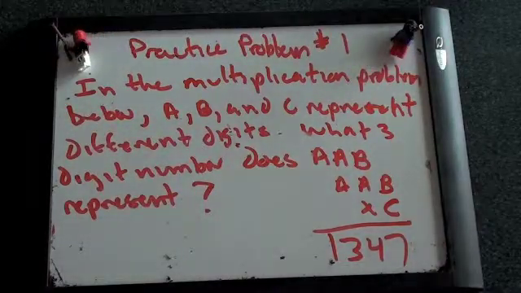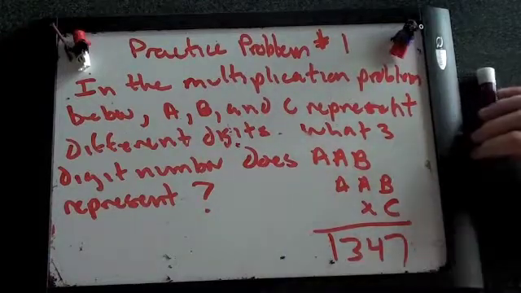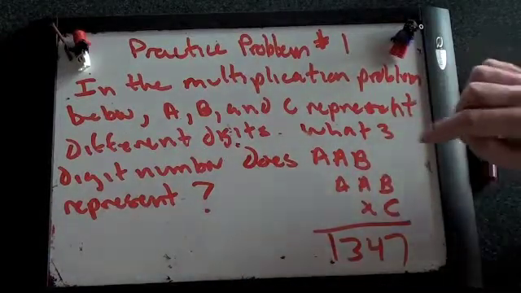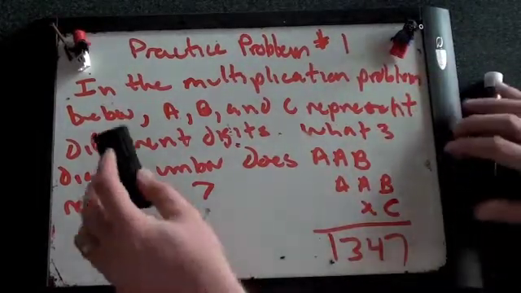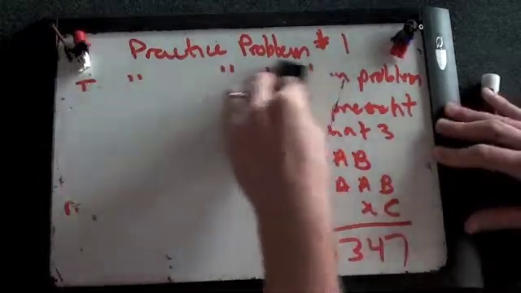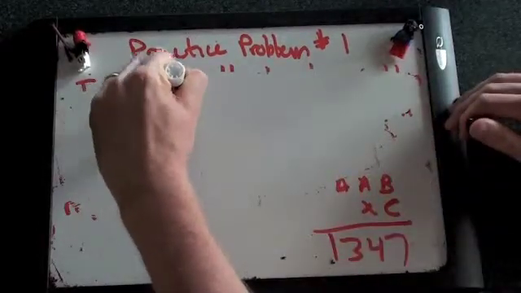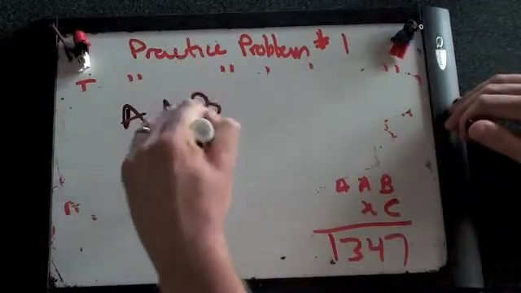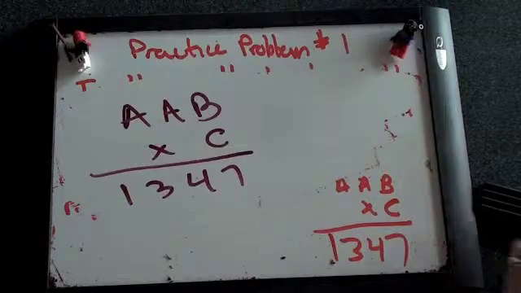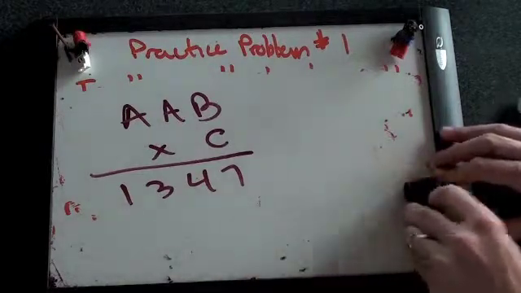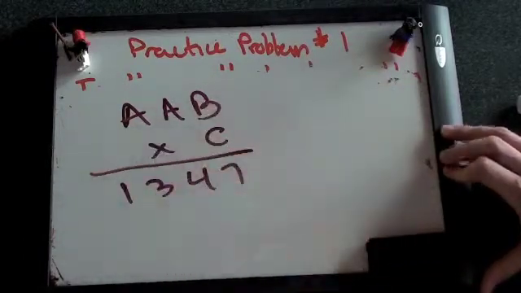In the multiplication problem below, A, B, and C represent different digits. What three-digit number does AAB represent? So sorry, apparently I couldn't write this morning. So we've got AAB times C. AAB, that's a number, times C equals 1,347. That's what we're trying to figure out. And the only thing we know, by the way, is that A, B, and C are all different numbers.